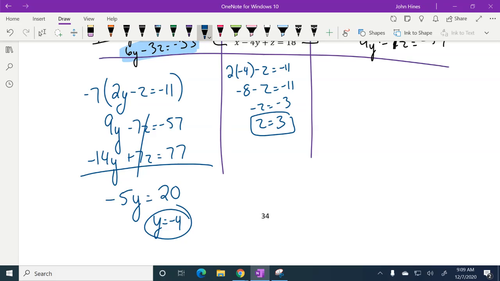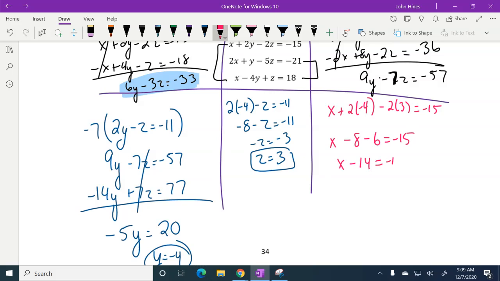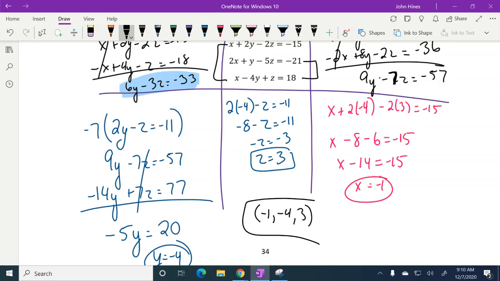And now I take both of those values and plug them into your favorite equation back up here at the top. I'm going to use the top one. x plus 2y minus 2z equals negative 15. So x minus 8 minus 6 equals negative 15. x minus 14 equals negative 15. So x is negative 1. So my ordered triple here, negative 1, negative 4, 3, is the point of intersection of these 3 planes.